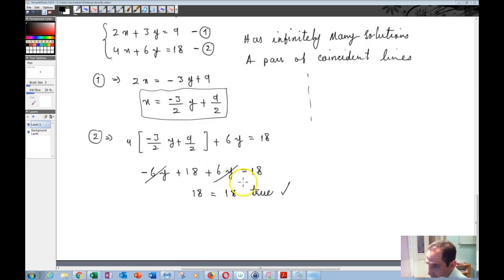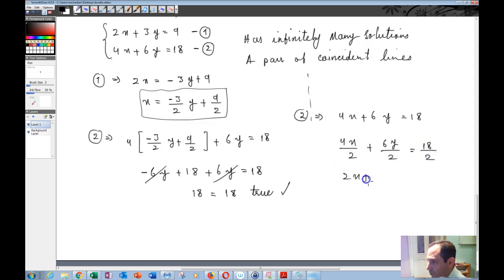Basically this kind of thing happens because both of these equations are actually the same equation. For example, take equation number 2 over here, 4x plus 6y is equal to 18, and divide all terms by 2. You will get 4x divided by 2 plus 6y divided by 2 is equal to 18 divided by 2. That would be 2x plus 3y is equal to 9. So you're basically dealing with the exact same equations.